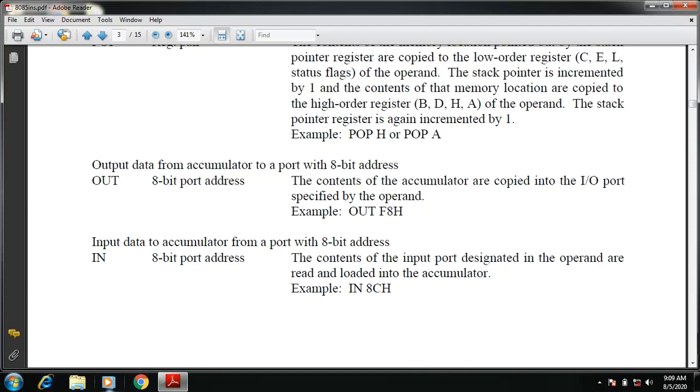After that, the next categories, arithmetic, logical and machine control instructions, we shall discuss later in the next video.